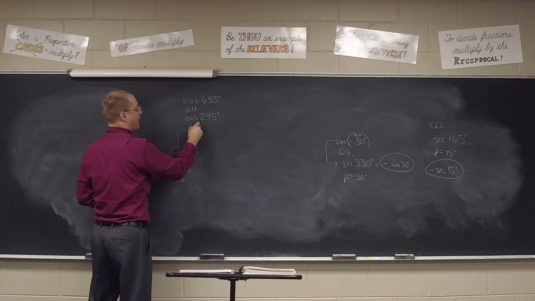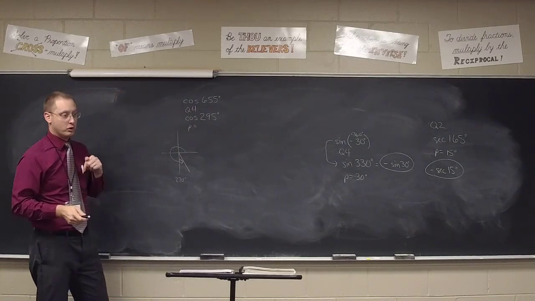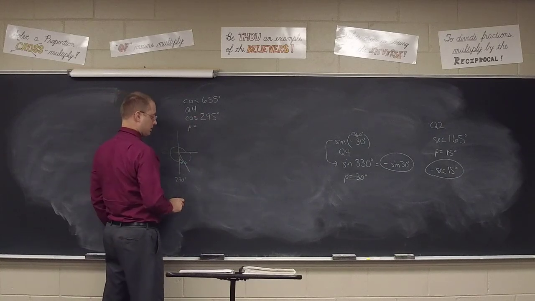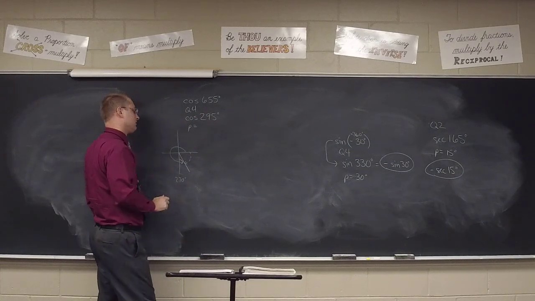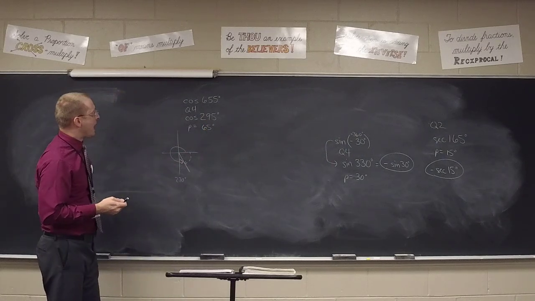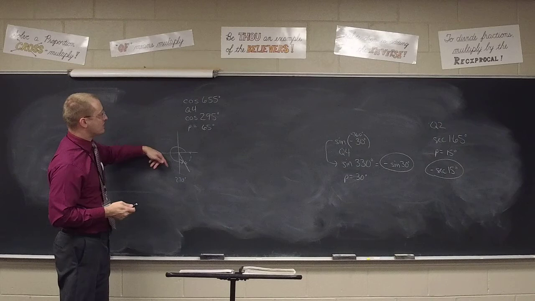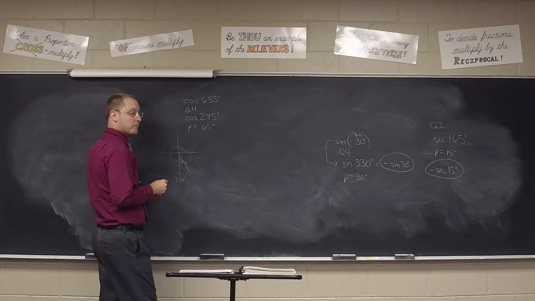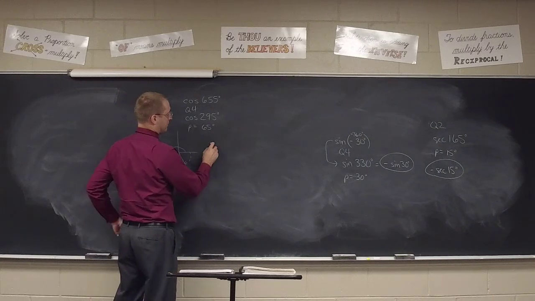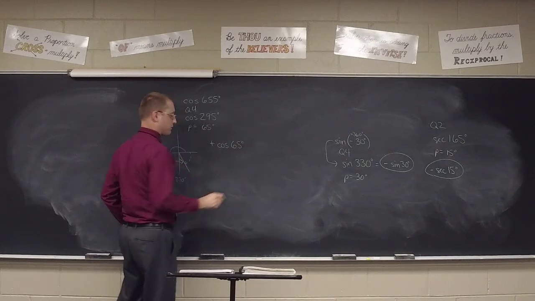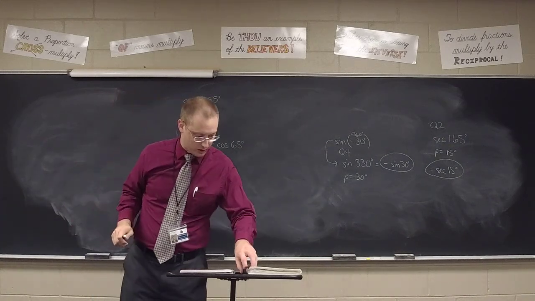And in 4th quadrant, I'm comparing my angle to 360. How far from 360 is 295? 65 degrees. Careful on your borrowing there. And so, last question, ASTC, quadrant 4, cosine is positive. So my answer is positive cosine of 65 degrees.